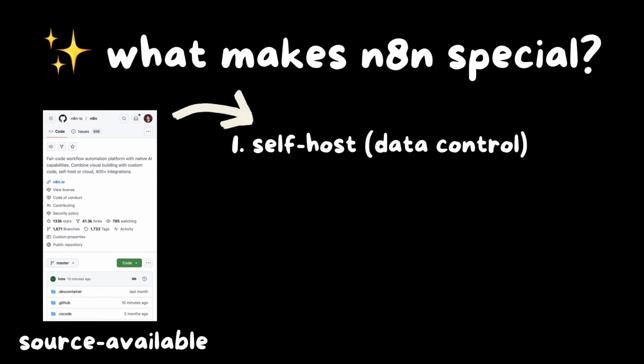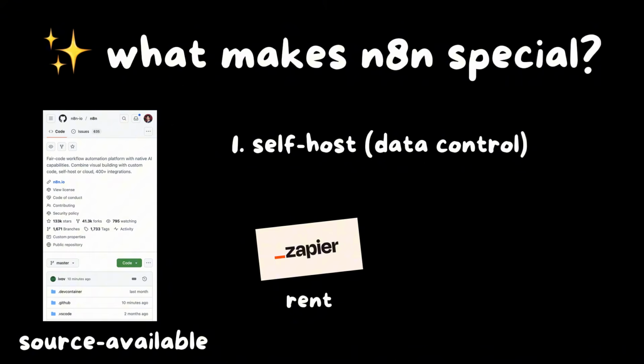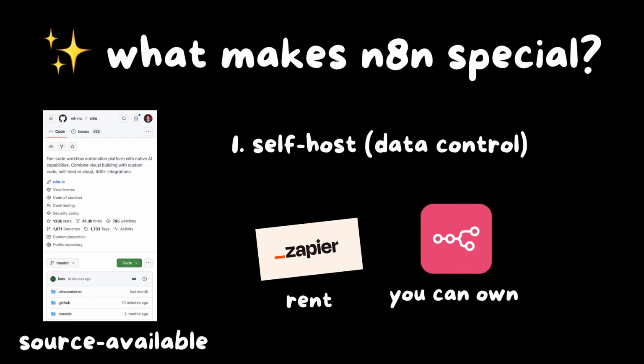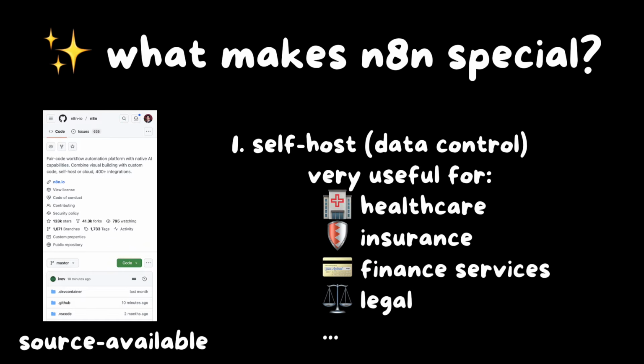But so what, right? Well, imagine never paying for automations again. Imagine having complete control over your data. No more wondering where your sensitive business information is stored or who has access to it. Let me put this in perspective. With Zapier, you're renting. With N8N, you can own. This can be critical for data-sensitive industries such as healthcare, insurance, financial services, legal, and so much more.